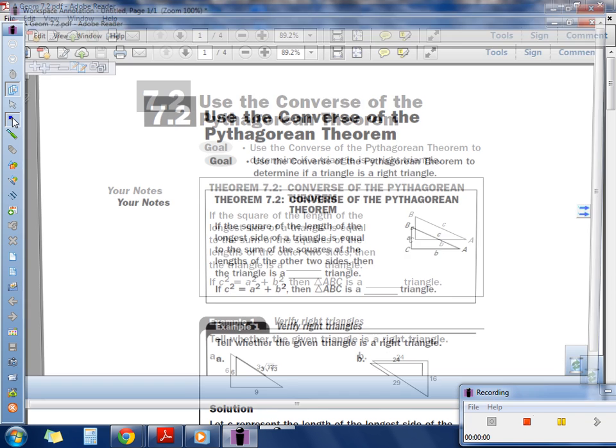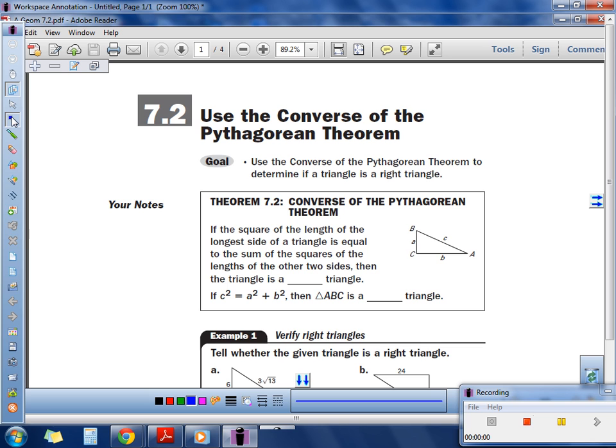Today's lesson deals with the converse of the Pythagorean Theorem. Who remembers what the Pythagorean Theorem is?